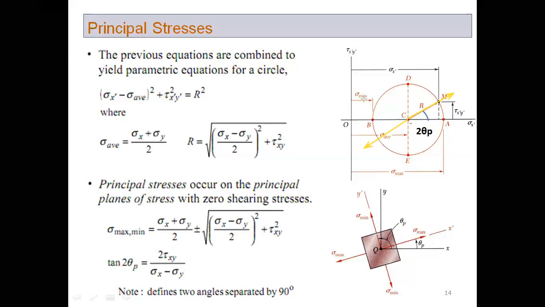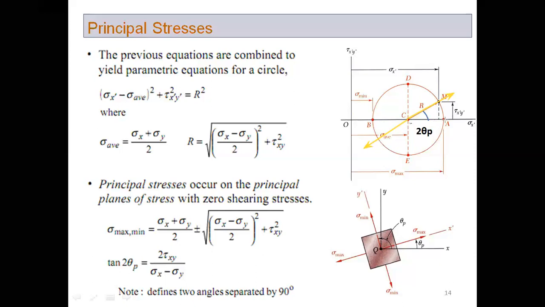So maximum principal stress, minimum principal stress. At all other points, shear stress exists. All other points except point A and point B have shear stress values. It means that all these points represent those axes or coordinate frames where shear stress is not zero. Only these 2 points represent the principal stresses. These 2 points represent the principal planes.